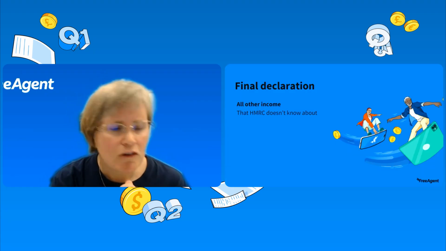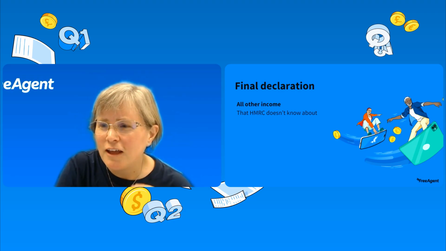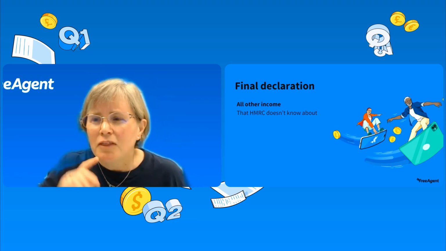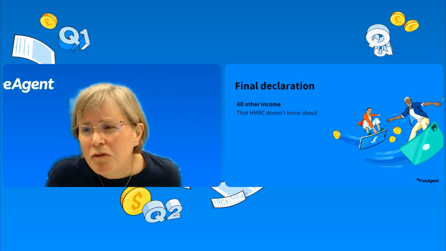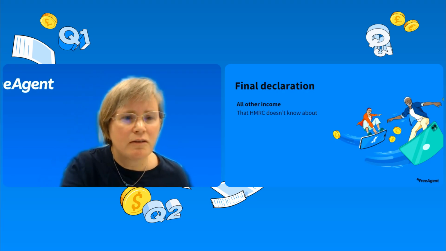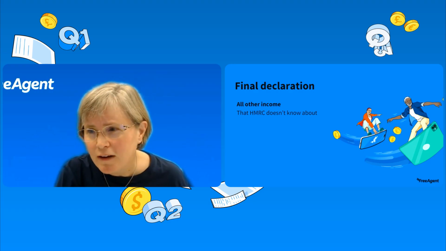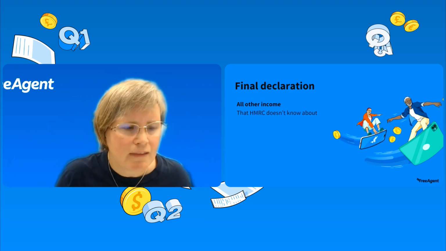So now let's address the final declaration. So the final declaration is to fill in the blanks. The quarterly updates tell HMRC about your income through the year from your qualifying income sources. The final declaration is going to include everything else that you might recognise from putting on a tax return, bank interest, dividends, and the like.